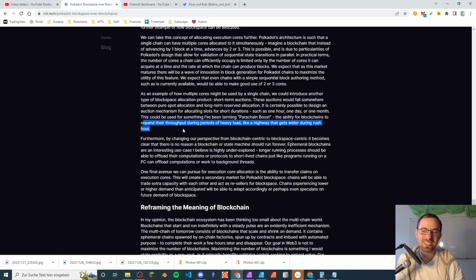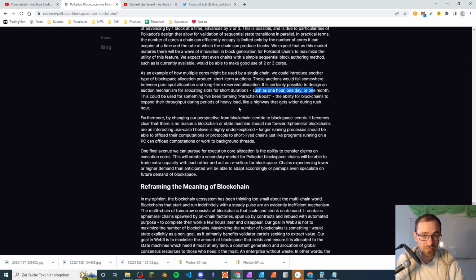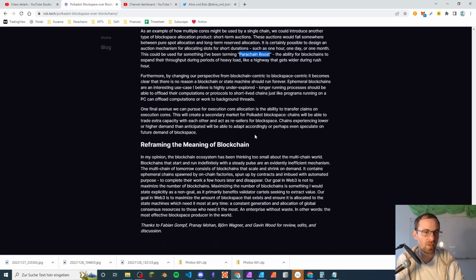So the idea here is, let's say you have a constant use, or you have your reserved allocation of Blockspace, and then imagine you're a DeFi chain and you launch a new token and suddenly there is more interest, or you launch a new pair, a new product. Initially you have this burst of activity. For this burst of activity, you can allocate more execution cores. You can rent more block space for a determined amount of time. And for the moment, this is being called Parachain Boost.